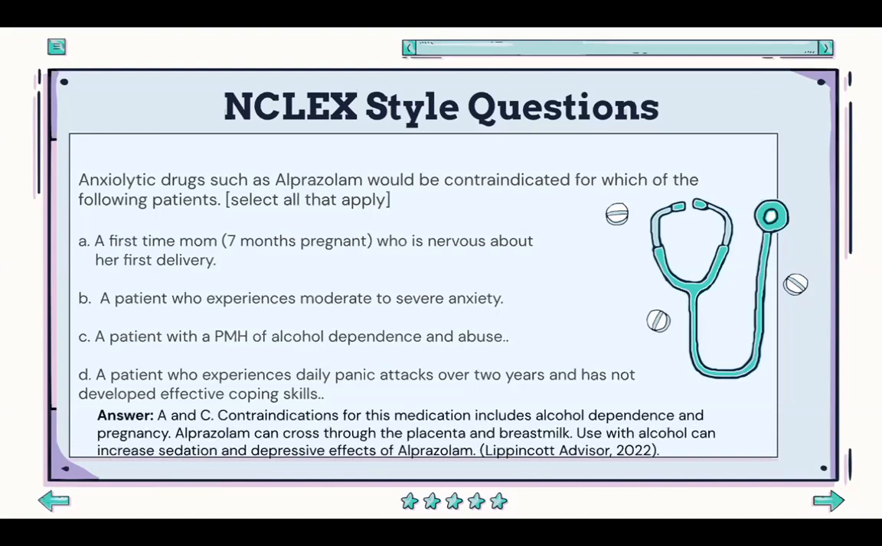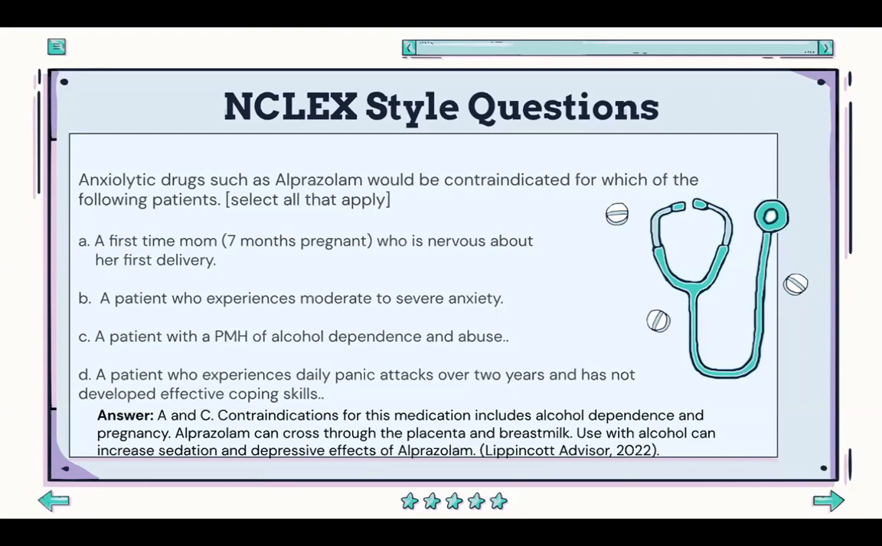All right, so if you chose A, a first-time mom 7 months pregnant who is nervous about her first delivery, and C, a patient with a past medical history of alcohol dependence and abuse, you are correct. Contraindications, as mentioned, included alcohol dependence and pregnancy. Alprazolam can cross through the placenta and breast milk, which puts the fetus at risk for harm. Use with alcohol can also increase sedation and the depressive effects of alprazolam, so you would also have those increased side effects, such as increased respiratory depression, maybe increased confusion, and symptoms like that.